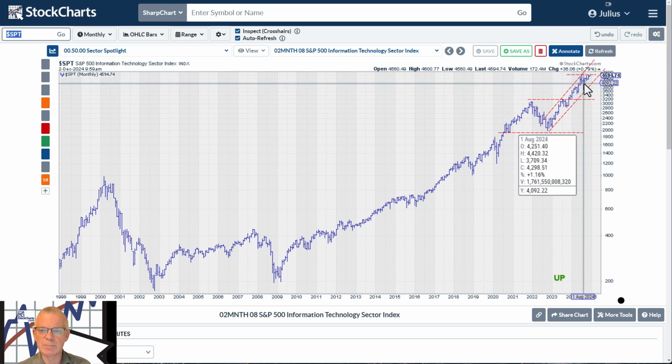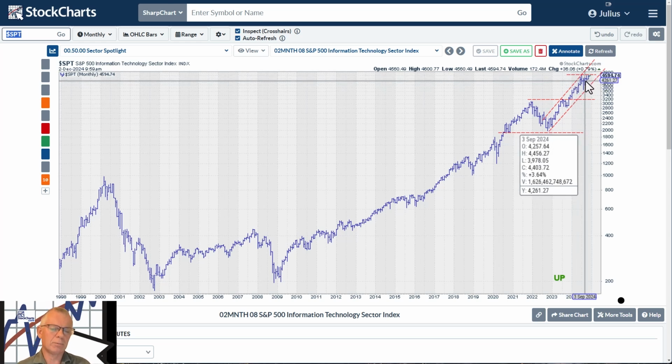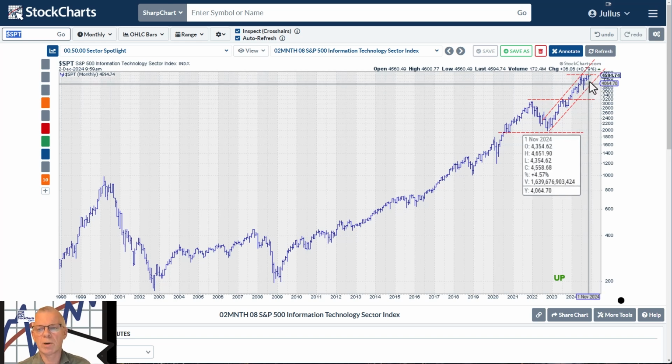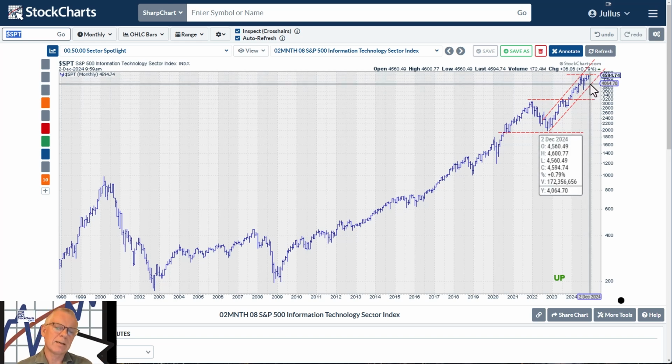The question is, because in the last 3 months we've not been able to break higher, whether we can do that at short notice, or whether we will need to see a little bit more downside in the technology sector index. Again, mind you, this is all based on price. It's not relative, it's based on price.